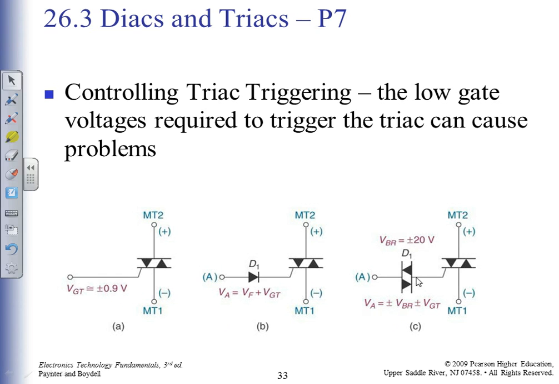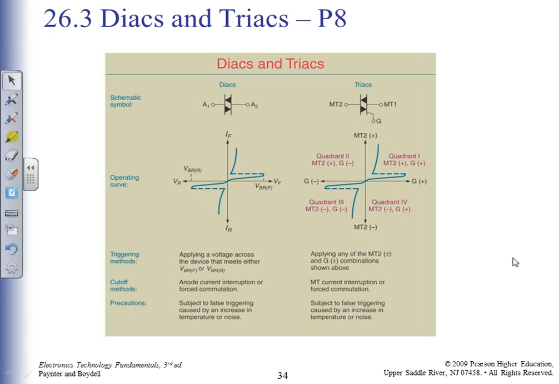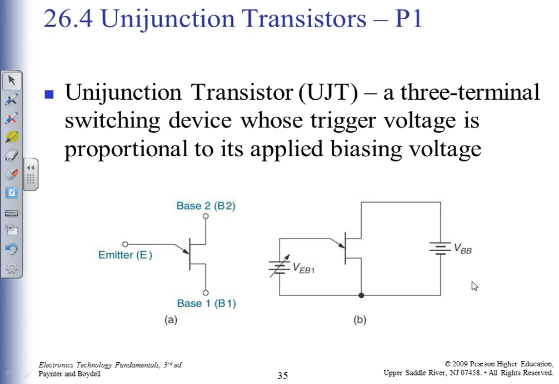We can use a diac or a diode to get that voltage on the gate to trigger it. So we have triacs that turn on in first and third quadrant. We have triacs that turn on in all 4 quadrants. Our operating curves are about the same. Next thing, Unijunction Transistors.